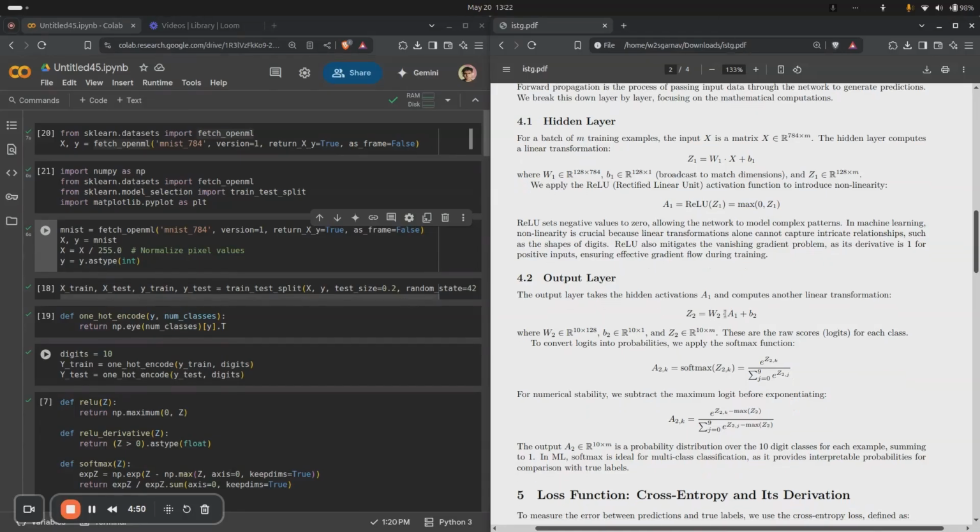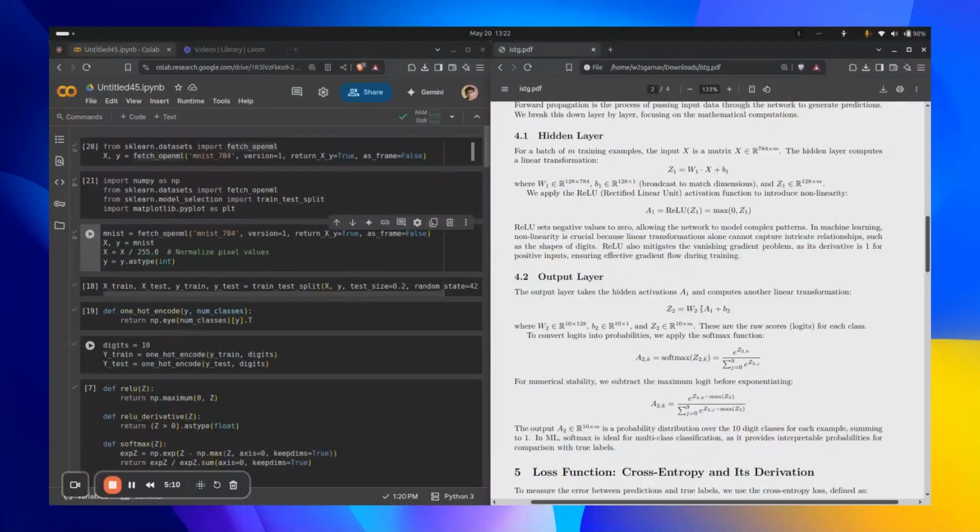ReLU sets negative values to zero, allowing the network to model complex patterns. In machine learning, non-linearity is crucial because linear transformation alone cannot capture intricate relationships, such as the shapes of the digit. ReLU also mitigates the vanishing gradient problem, as its derivative is 1 for positive inputs, ensuring efficient gradient flow during training.